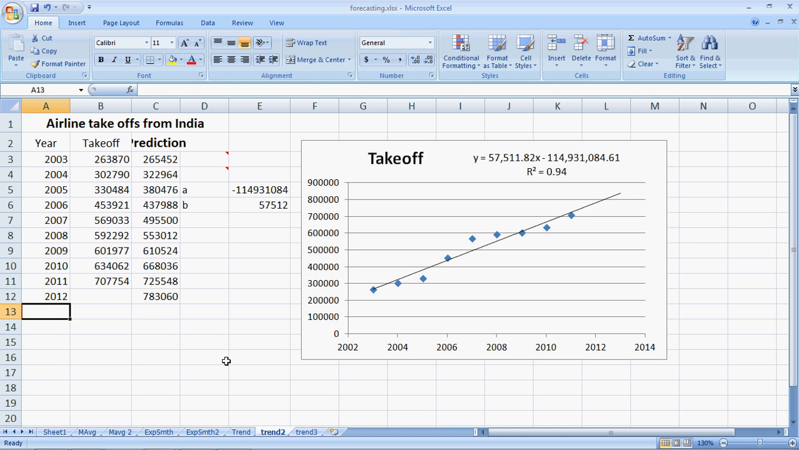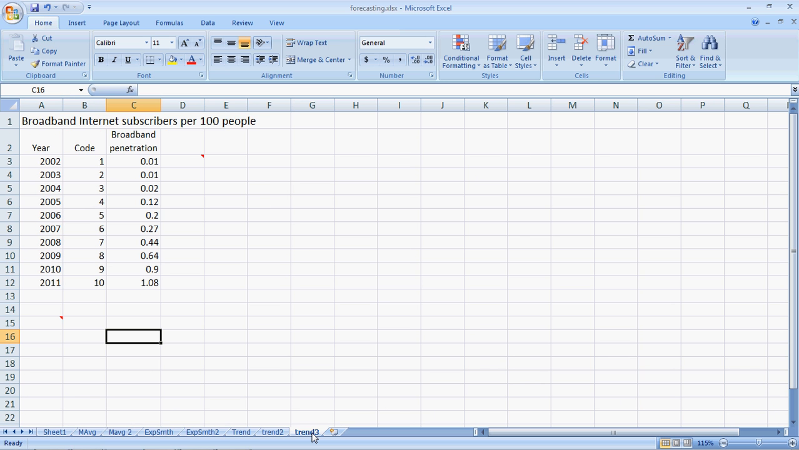Well, trend lines need not be linear. Let's have a look at another data that we have here. This data is about broadband internet subscribers, again in India, per 100 people. So we have data from 2002 to 2011. In 2002, with 100 people, there were 0.01 people owning a broadband internet connection, and in 2011 we had 1.08 people owning the internet connection.